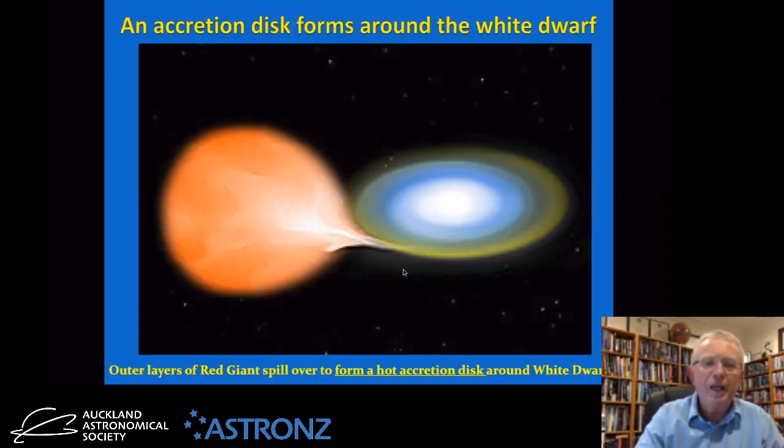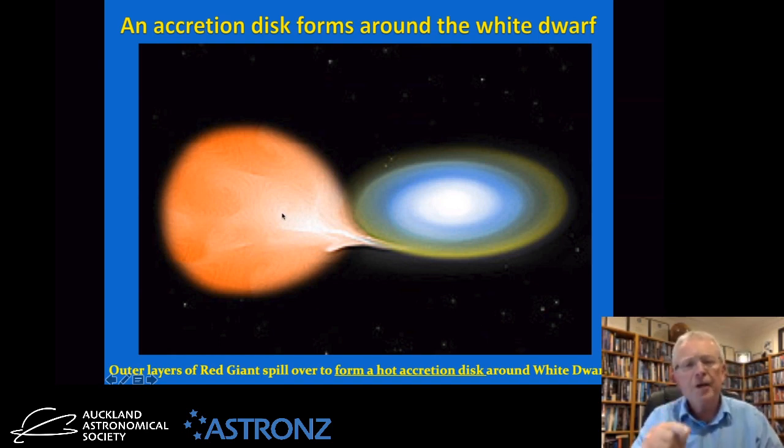So what happens when you get here? Here's your white dwarf. Here's your big red giant or red supergiant or massive star. If they are critically close to one another, a lot of the material from, say, this red giant spills over and gets gravitationally attracted to the white dwarf. Now, it doesn't just fly straight into the white dwarf. It actually forms into what they call an accretion disk, round and round the white dwarf like this.